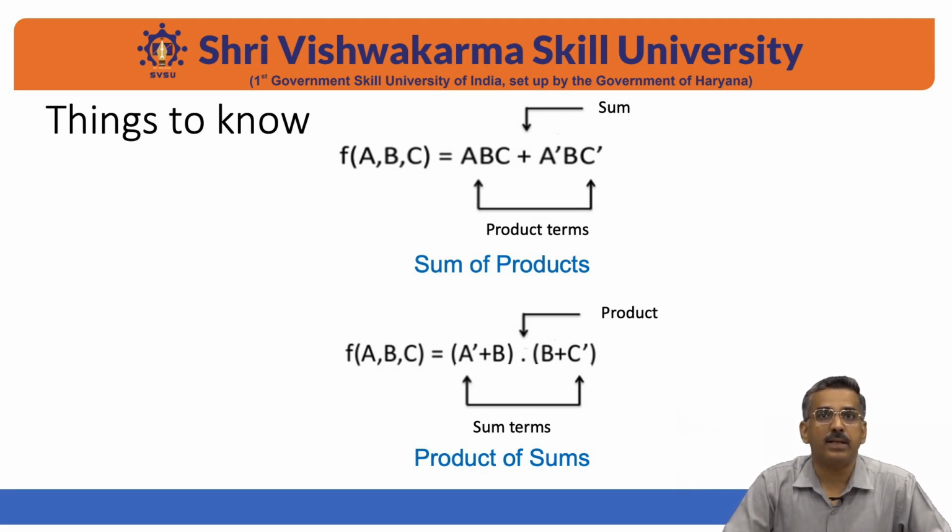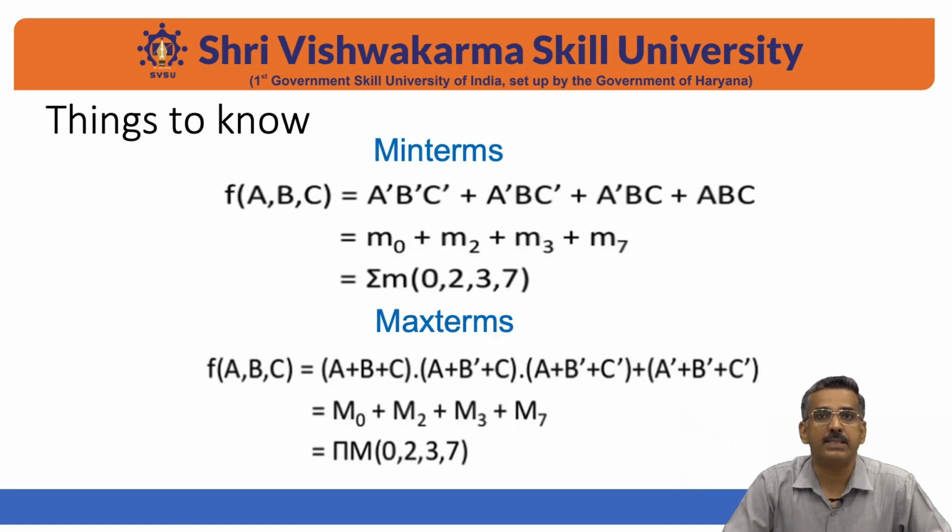The third important thing to be covered here is the min term and max term. The min term is normally associated with a sum of products, and normally it is shown by a small m with a summation sign, while max term is associated with the product of sum expression, and it is normally represented by capital M with a symbol of pi as shown here. So the min term and max term can be represented like this.